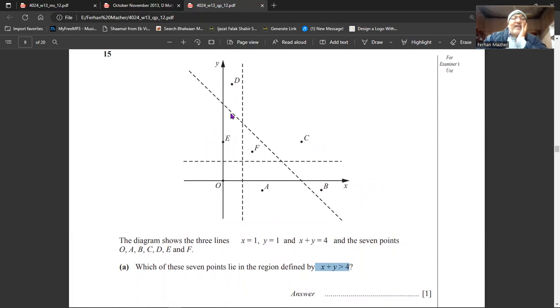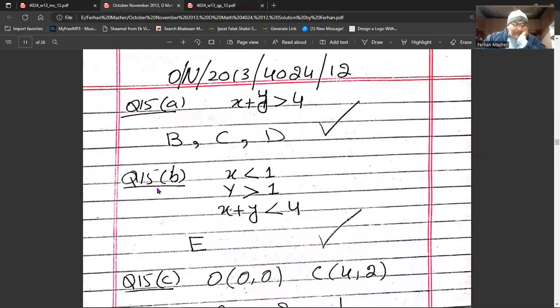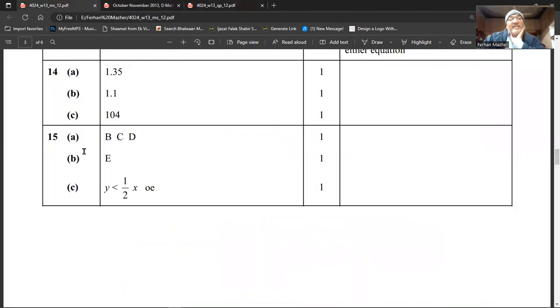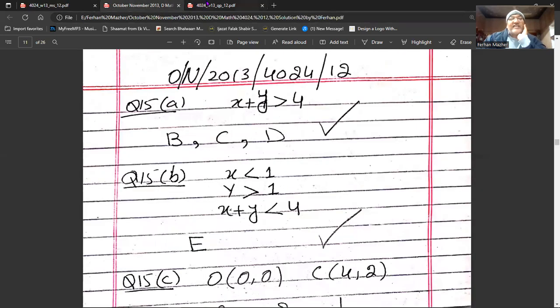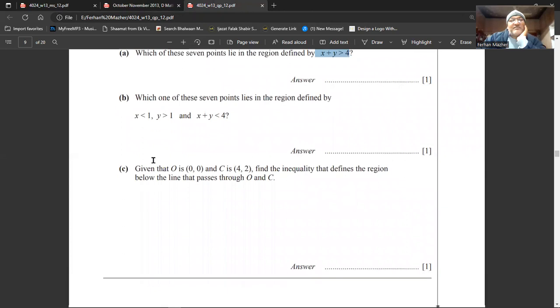So the only point in this region, so you have to remain below this line, above this line, and to the left of this line. So the area will be this area, and the point here is E. Our answer is right. Hopefully you understand my explanation.